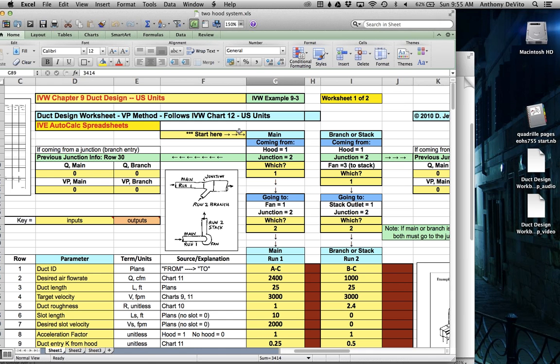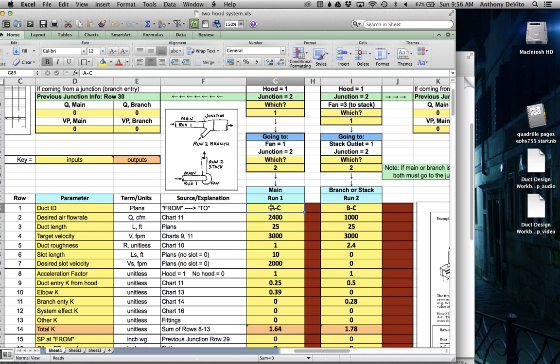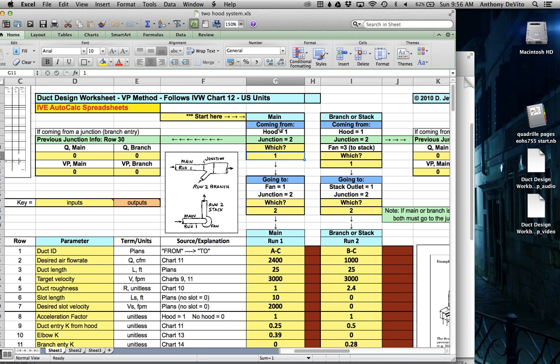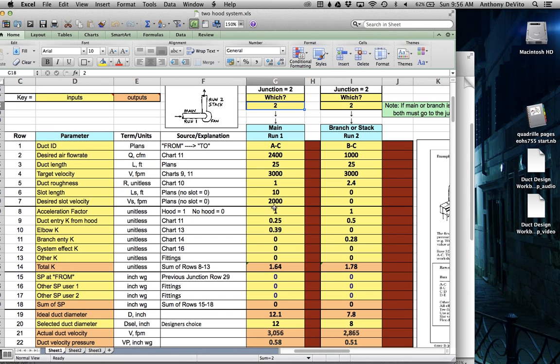Okay, so I'm going to start here, and I'm going to tell it where I'm starting from. This particular run is going to be from B to A to C, right? So we're starting from a hood, so I'm going to put a 1 in here to let it know we're starting from a hood. And where am I going to? Am I going to the fan? Am I going to a junction? You're never going to go from a hood to another hood, so they don't bother putting that here. Is it going to the fan directly, like a single hood system, or is it going to a junction? Well, in this case, it's going to a junction, so we fill in a 2 there. Okay, so our first run is from A to C, from that first hood to that junction.